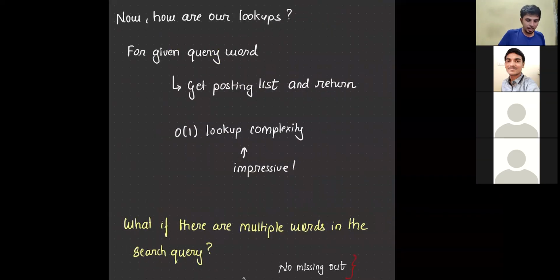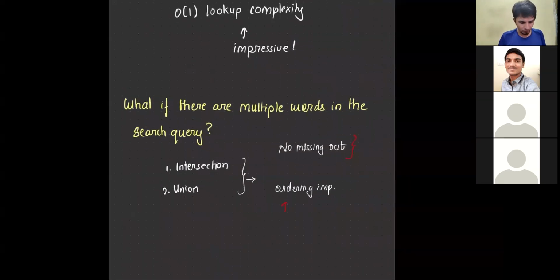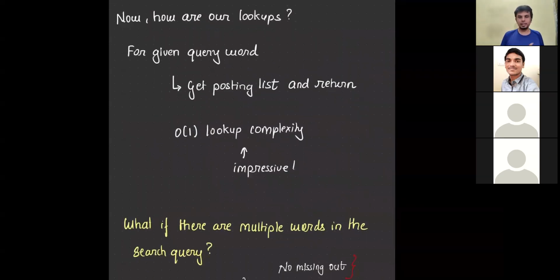Now, what do we do next? Our lookups are fast because, for one word, we get the posting list and immediately return it. Order one lookup complexity, or on average order of the word length, but it's still very fast in the case of a trie. Then we get the posting list and immediately return.